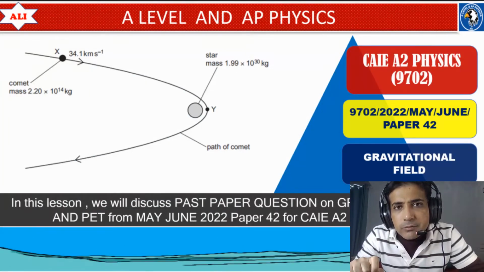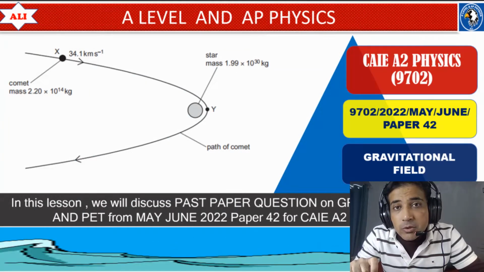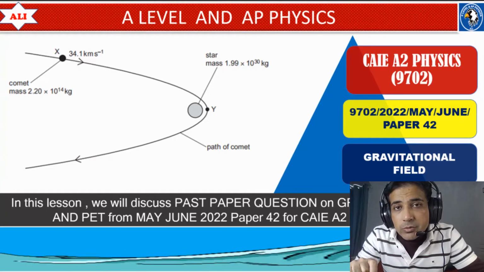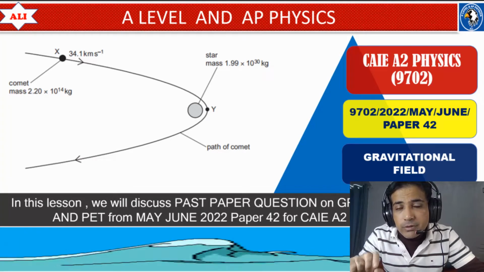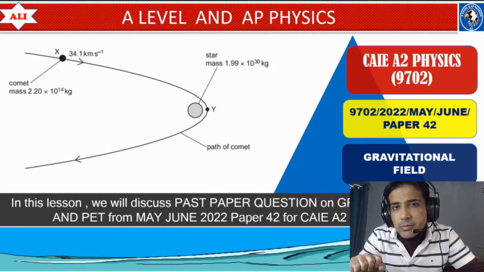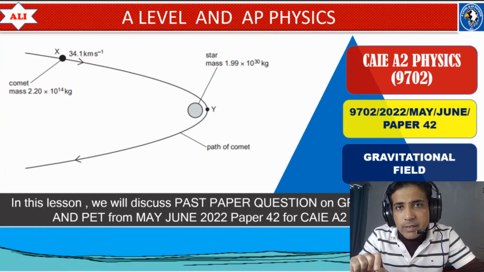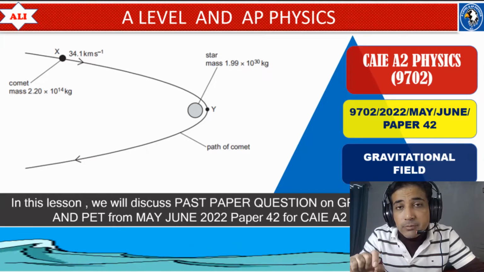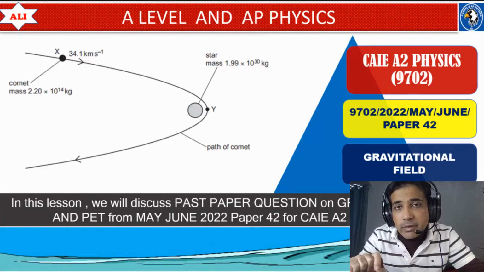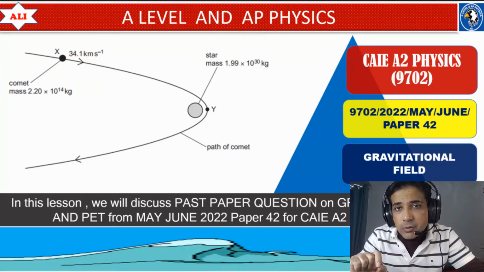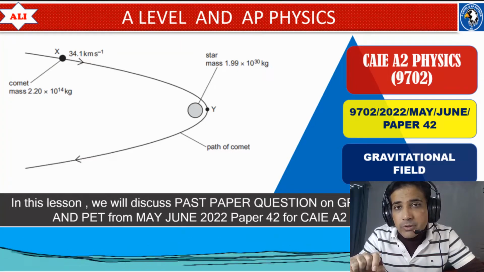In today's lesson, we will discuss one very nice question on gravitational field from May June 2022, paper 4, variant 2. In this question, we will discuss some very important points about this topic. We will talk about how we can define gravitational potential at a point. We will also discuss how we can derive the formula for gravitational potential energy using the concept of gravitational potential.